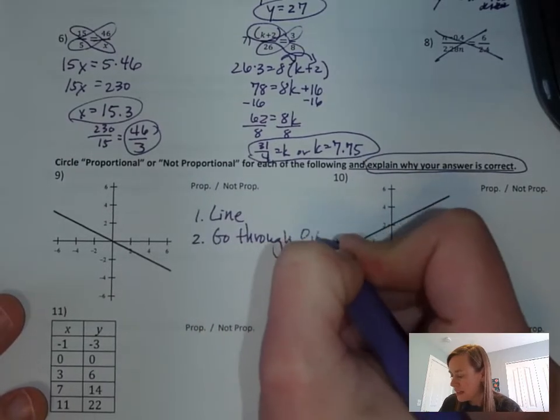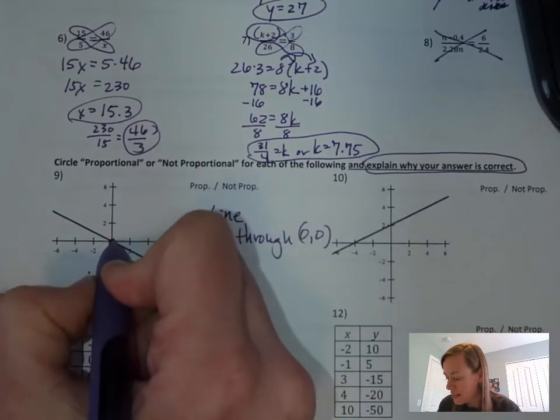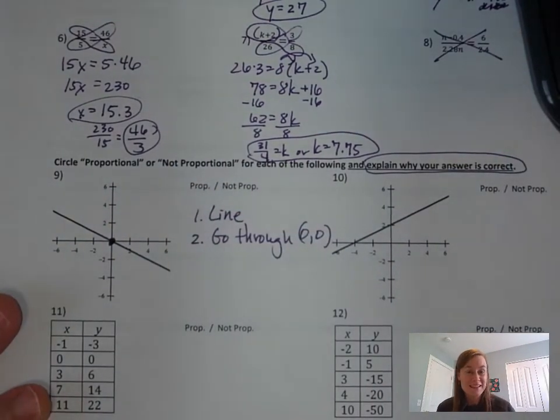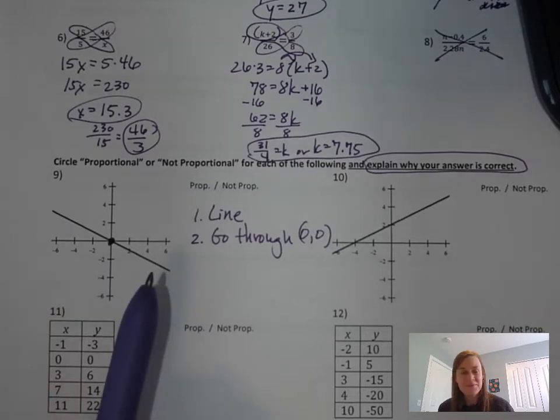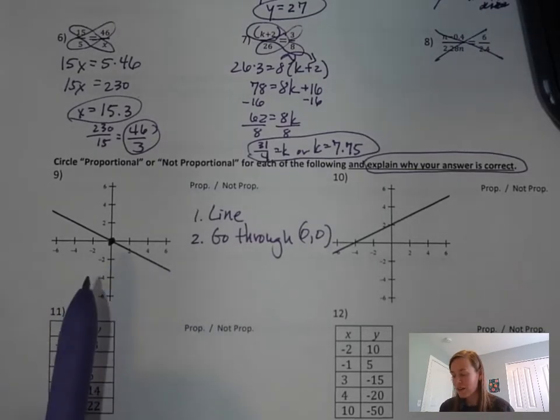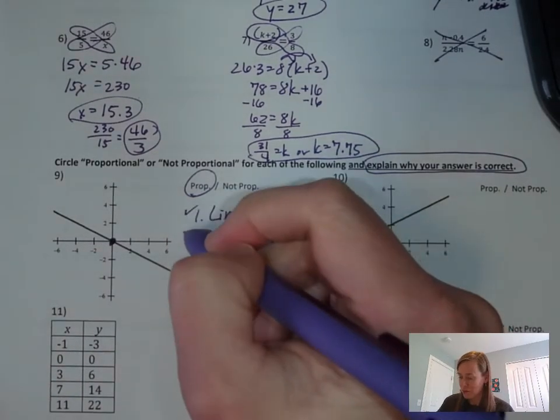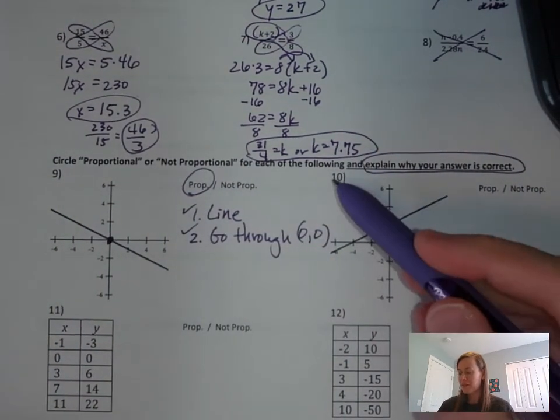What do I mean when I say 0, 0? I'm talking about this point right here where the graph all meets up together. That is 0, 0. So is this a line? Yeah. Does it go through 0, 0? Yes. So it is proportional. Boom, boom.